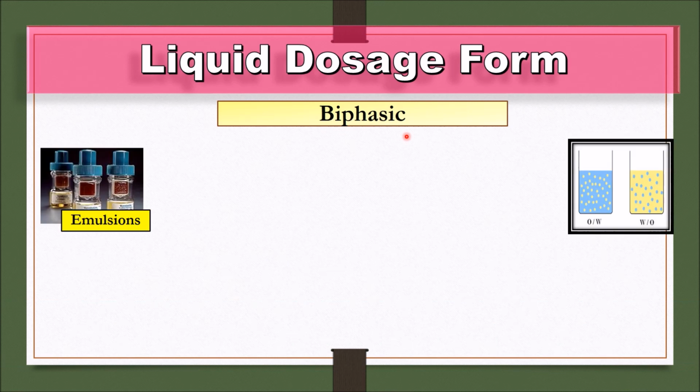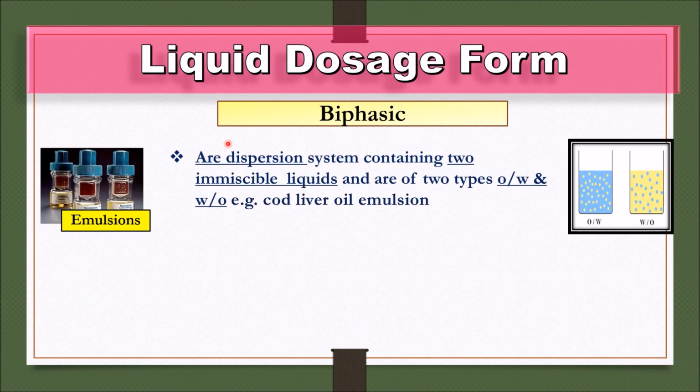So first we will see the emulsions. What are emulsions? Emulsions are dispersion systems that contain two immiscible liquids. There are two kinds of emulsion. One is oil in water and the second one is water in oil. In oil in water emulsion, we have oil, see the yellow spot, as the dispersed phase and water as the continuous phase. And in water in oil we have water as the dispersed phase and oil as the continuous phase. The most common example of emulsion is cod liver oil emulsion. So these are the emulsions.